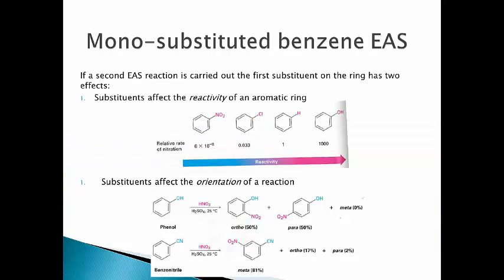Okay, so let's have a look at what happens if you do one of these reactions but you already have something substituted onto the benzene ring. So we have a mono-substituted benzene ring under our particular reaction conditions. What's on the benzene ring will affect the reactivity of that second substitution. The substituent may make the reaction happen faster, or it may make the reaction happen slower.